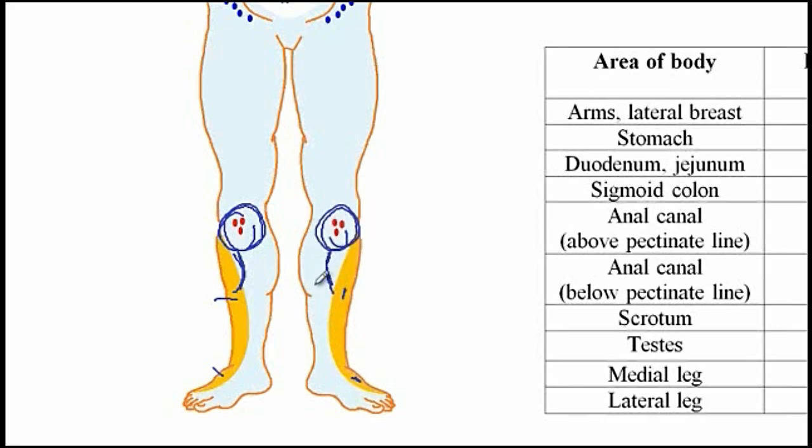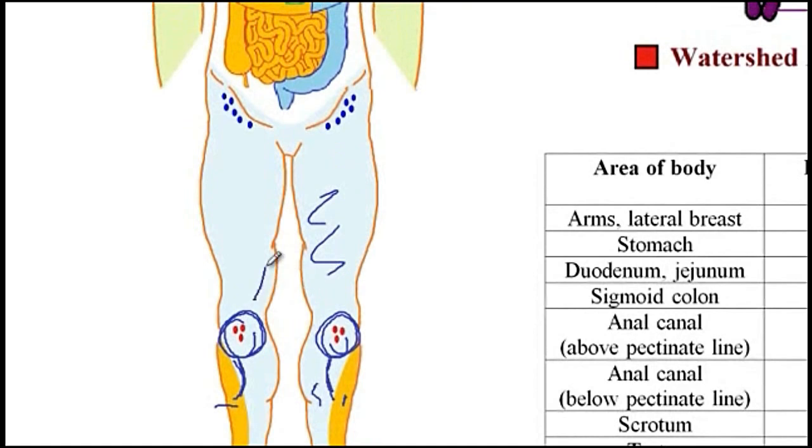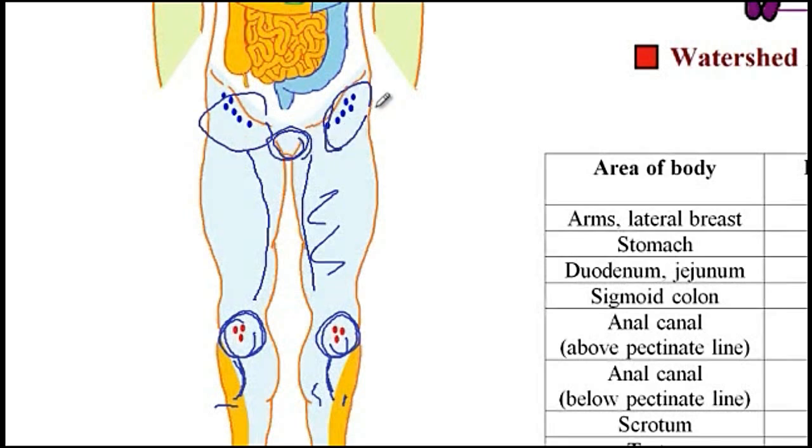Now, as for the medial leg and the thighs, they would drain via the great saphenous vein. So via great saphenous vein, they will drain into the superficial inguinal lymph nodes. Now, I would like to discuss that the lower portion of the genitalia and the anal canal also drain into the same lymph nodes. So let's write that down.